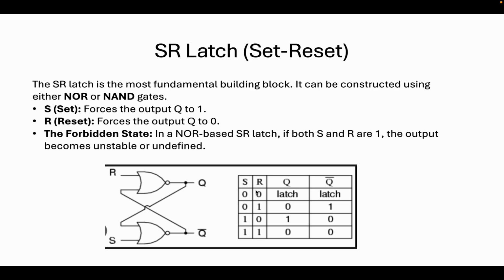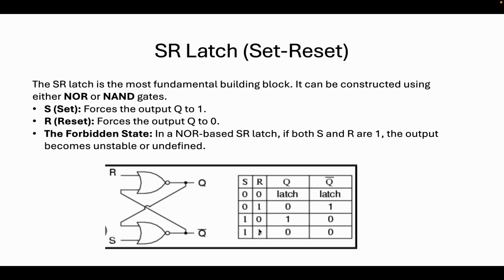Whenever your inputs are 0 and 0, that is R is 0 and S is 0, the output will be dependent on the previous state. Whatever is there in the previous state, that will get latched. If your input S is 0 and R is 1, it forces the output Q to be 0 and Q bar to be 1. And if it is 1, 0, you will get 1, 0.